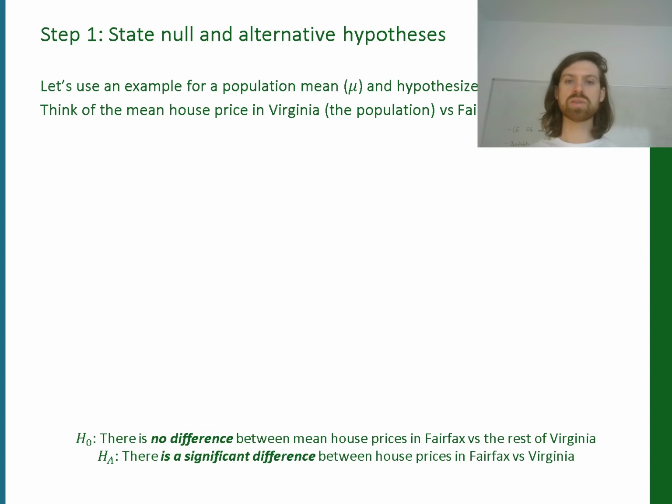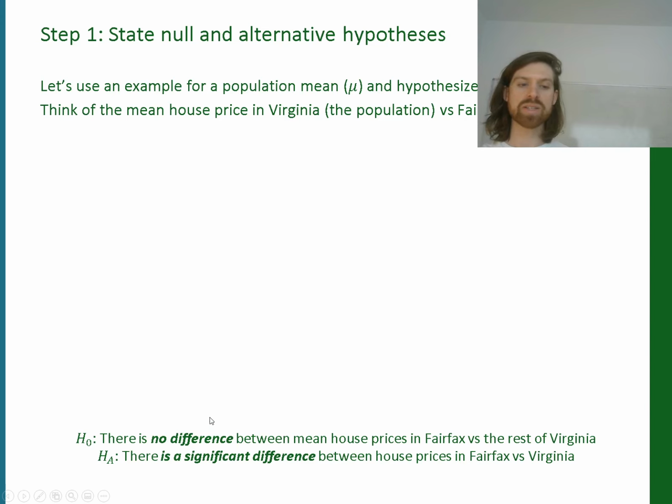As a consequence, we're going to use Fairfax as our sample, and Virginia state as the population. So we're looking at the mean house price across the state versus the mean house price that we might get if we just sample some premises within Fairfax. For the null hypothesis here, we would be saying that there is no difference between the mean house prices in Fairfax versus the rest of Virginia, whereas the alternative hypothesis indicates that there is a significant difference between the house prices, okay?